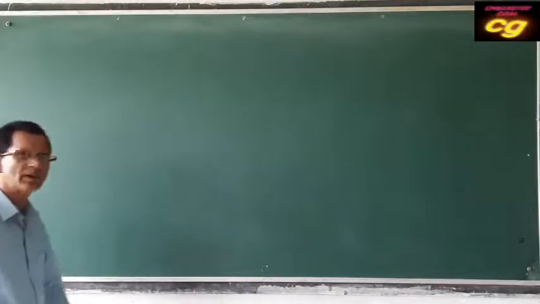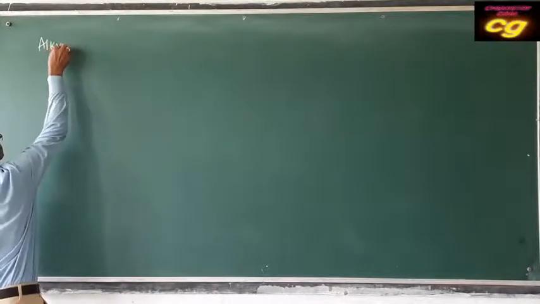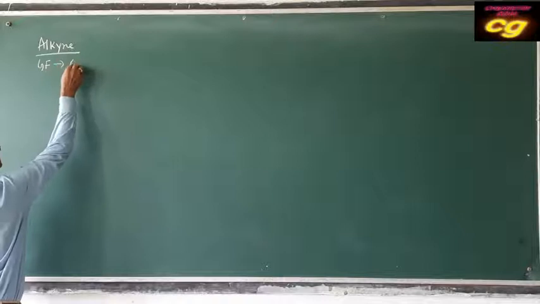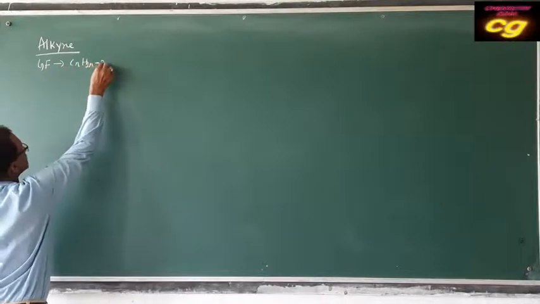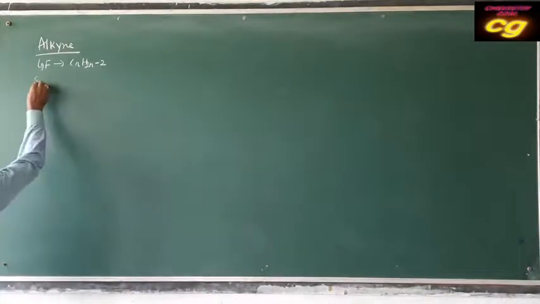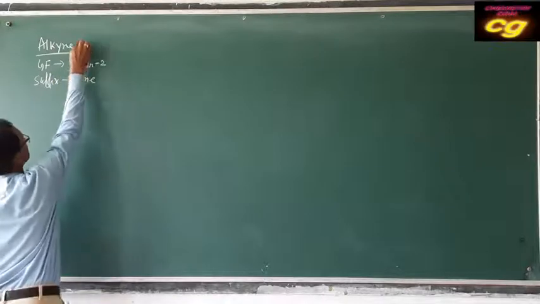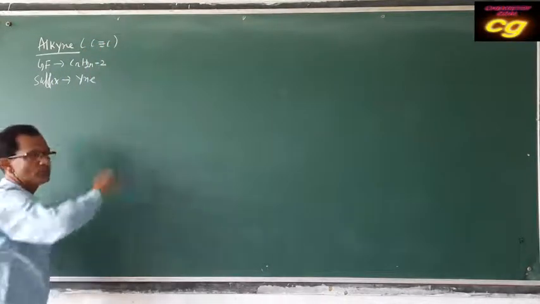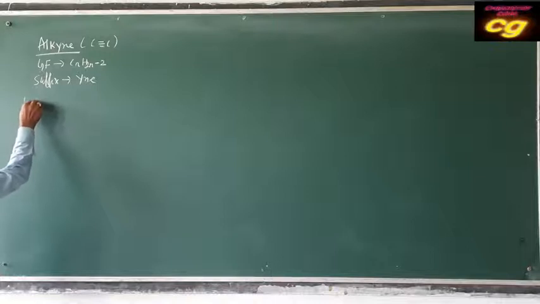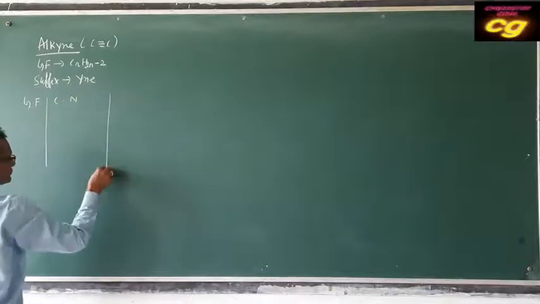Then the next nomenclature is alkyne. The alkyne general formula is CnH2n-2, that means 2 hydrogen less than the alkene. The suffix is yne, and it is characterized by C triple bond C. Then I can write the name, general formula, then common name, then IUPAC name.